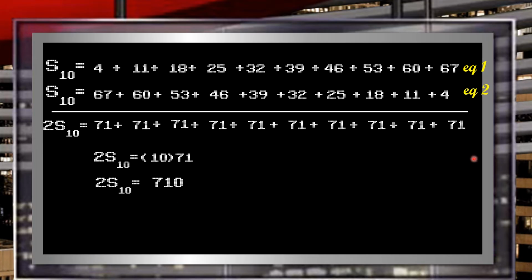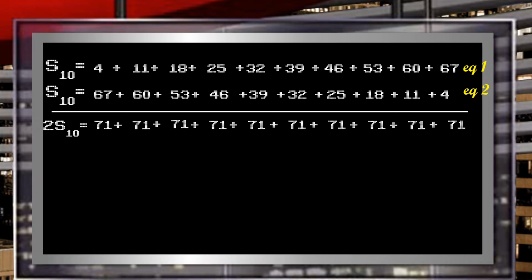We have to divide both sides by 2. Ma'am, saan ang galing yung 710? Minultiply natin. 10 times 71 is 710. And then, dividing 2 both sides, makakancel na yung 2 doon. Ang matitira na lang ay S sub 10. And we have 710 divided by 2 is equal to 355.